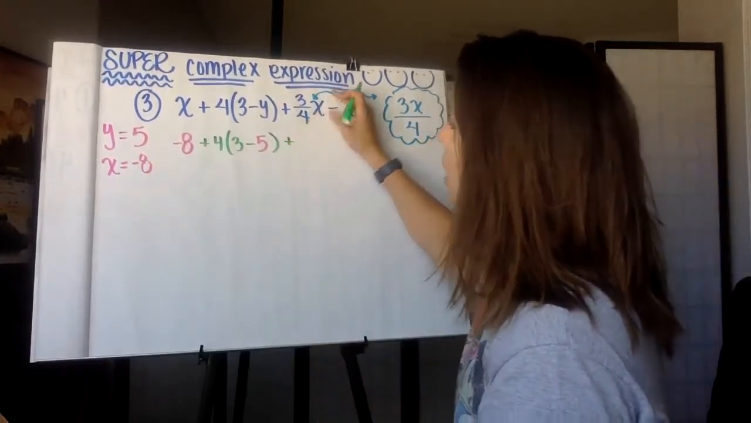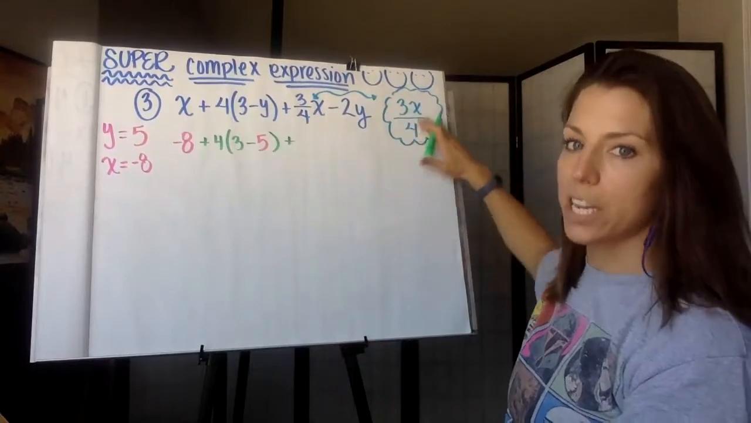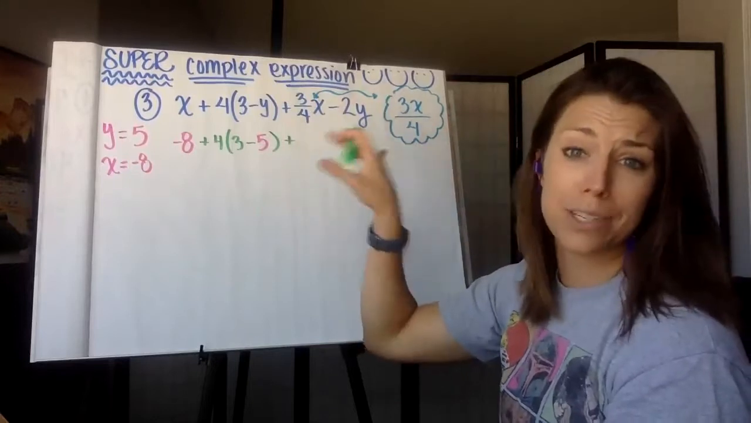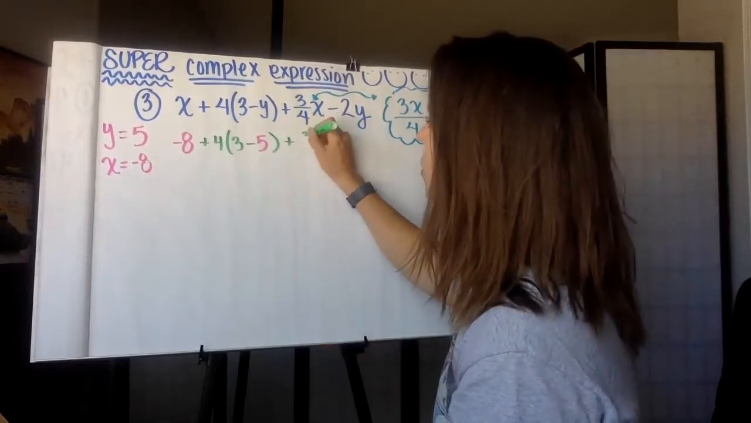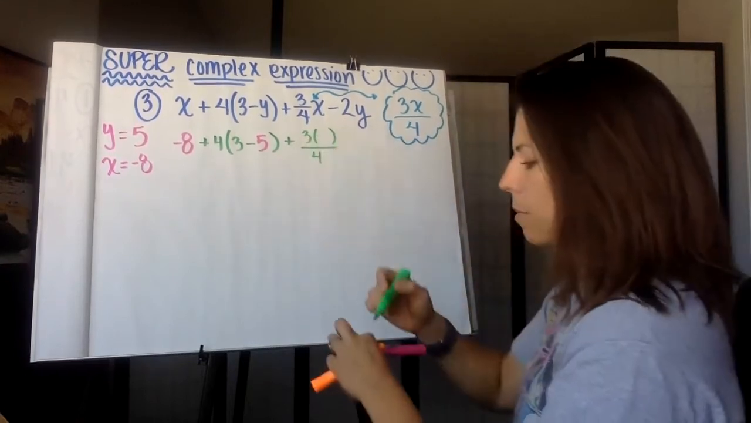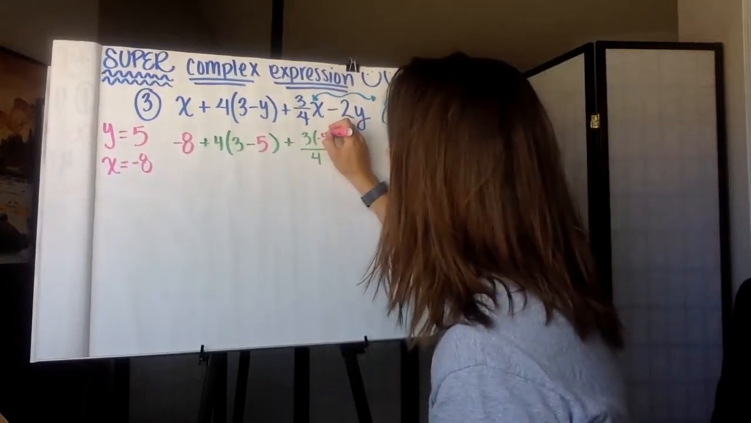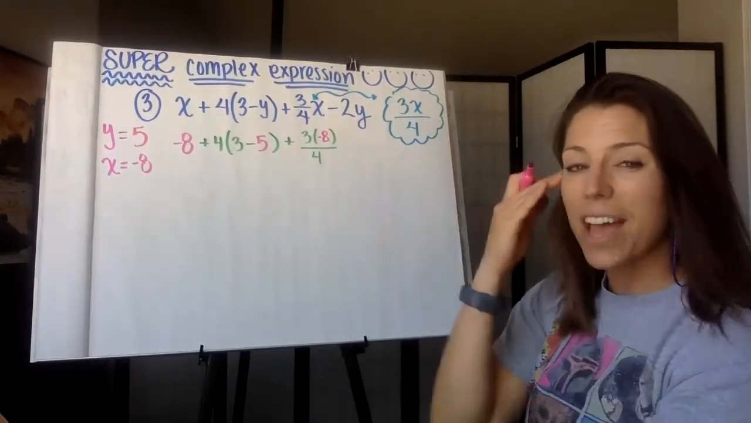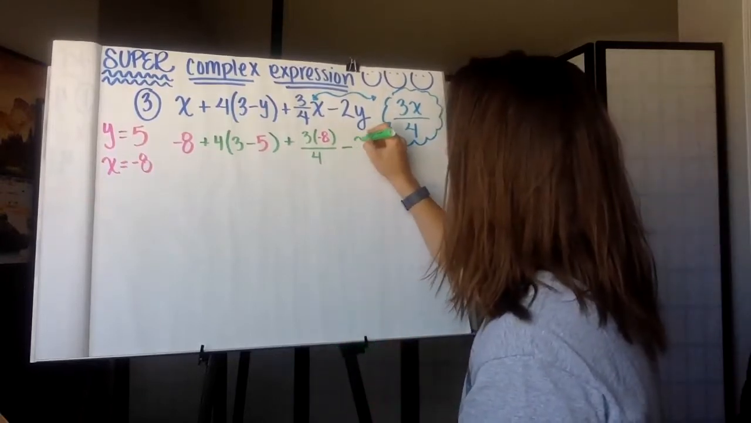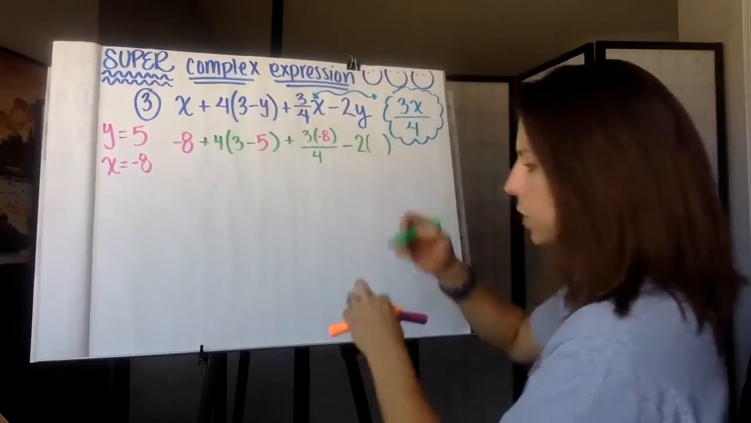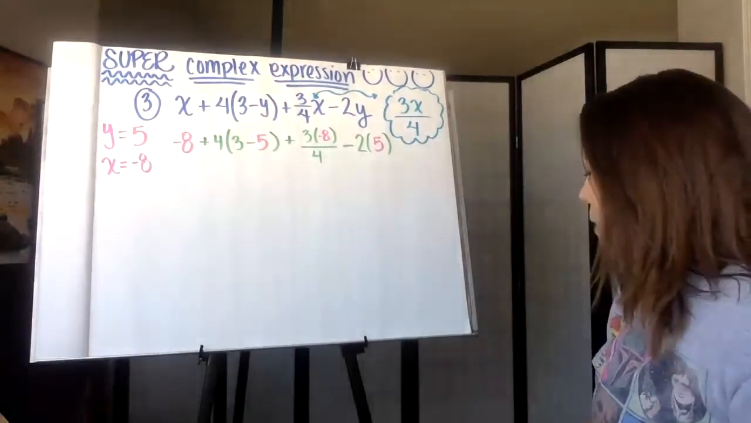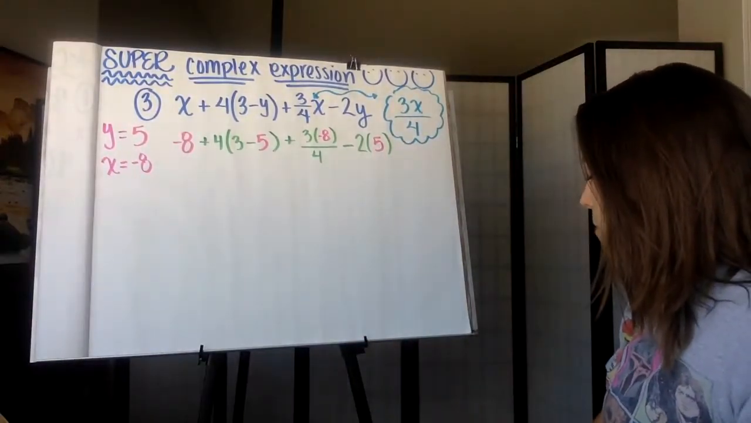Plus, now, to deal with this fraction, let's write it using multiplication and division instead of keeping it as a fraction, because that fraction freaks us out. So the way I'm going to write this is 3 times what I'm going to substitute for x, all divided by 4. So 3 times -8, all divided by 4. And that usually helps our brain understand and calm down a little bit. And then don't forget about that -2 times, what's y here? Y is 5.